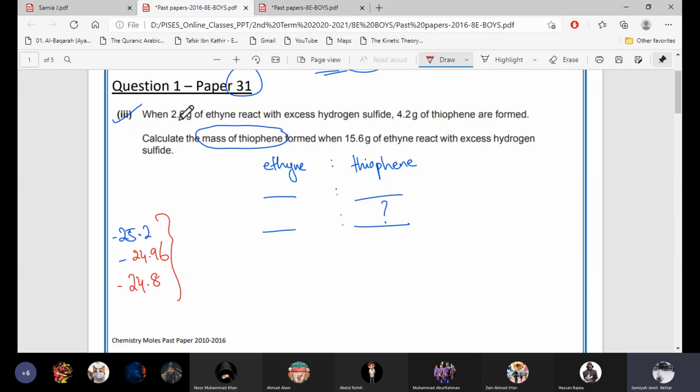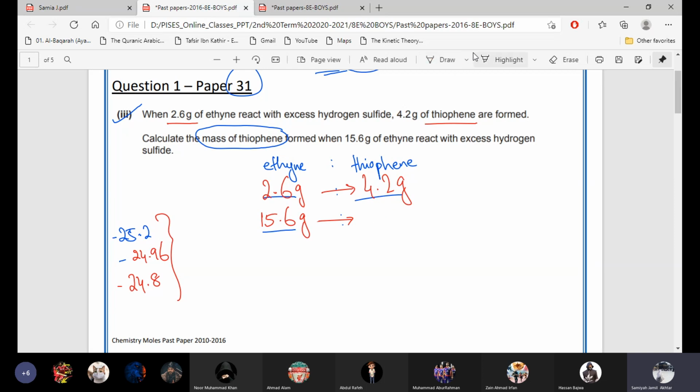So let's solve. 2.6 gram of ethyne reacts with hydrogen sulfide, and 4.2 grams of thiophene are formed. Now what mass of thiophene is formed when 15.6 grams of ethyne react? So this is the question. 2.6 gram formed 4.2 grams, then how much will 15.6 form? So you have to use the unitary method.